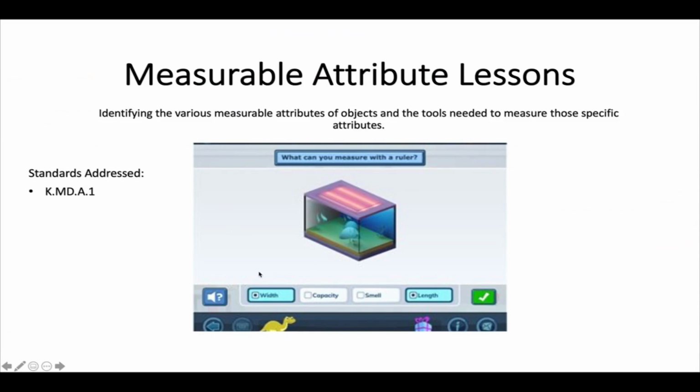Today I'm going to be talking to you about some new lessons we've recently released into our program concerning measurable attributes. These lessons are meeting a kindergarten standard that we did not previously have lessons that addressed. The standard these lessons are addressing is KMDA1. What these lessons will be having students do is to identify the various measurable attributes of objects and the tools that they need in order to measure those attributes.